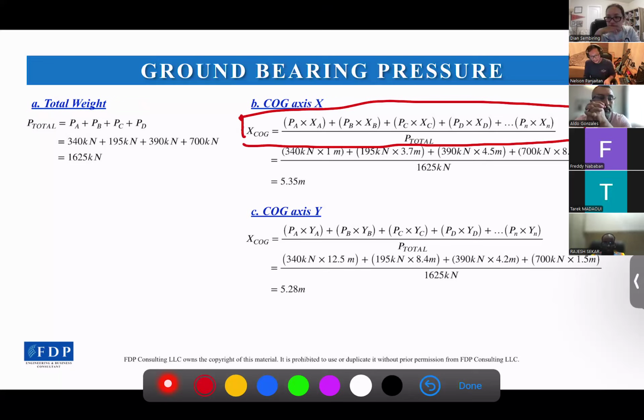The basics of how to get this formula we explained in the weight and COG class. However, this formula is commonly used to calculate COG for structures, and we have already learned this in high school actually. So if we want to calculate the COG in X direction, then we input the weight of each item, PA, PB, PC, PD, and multiply them with the X coordinates of each item.